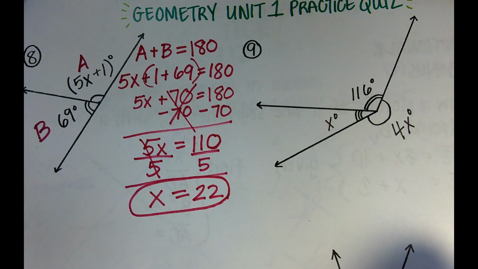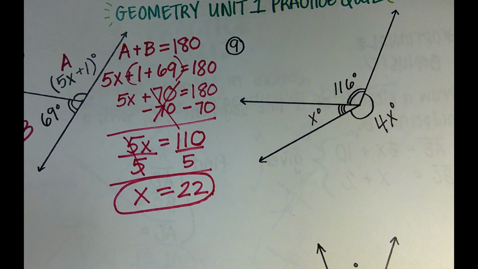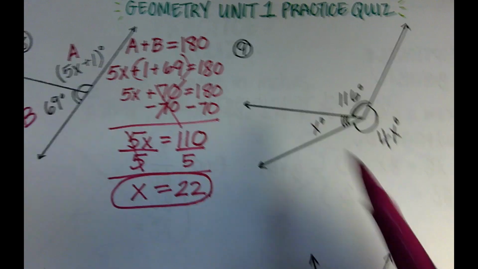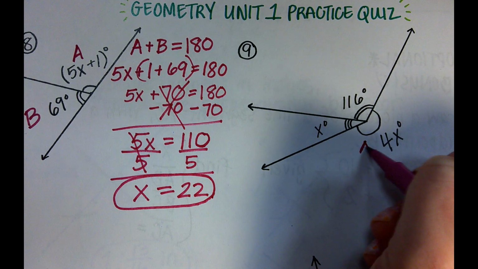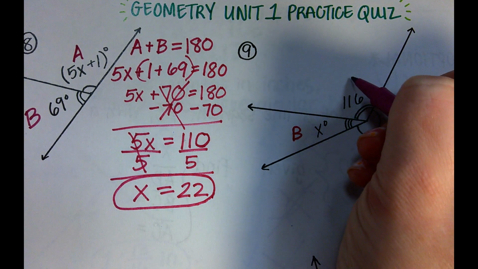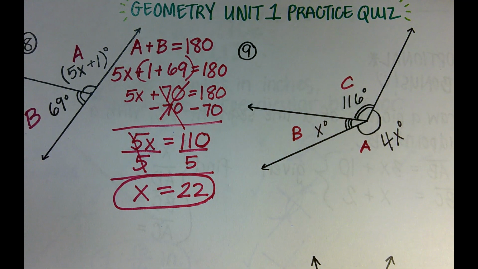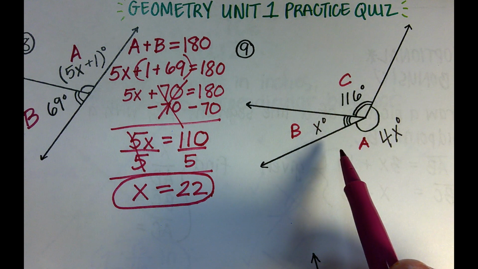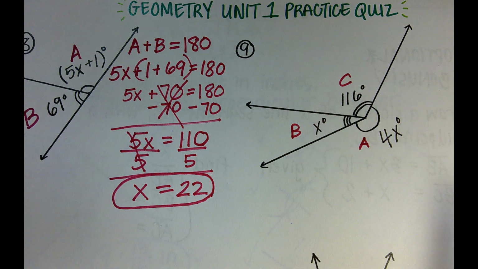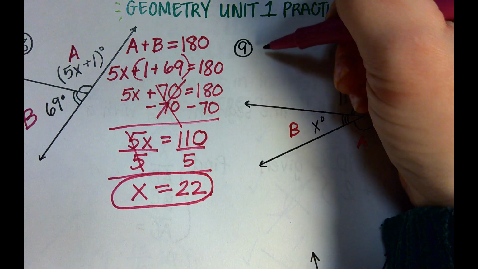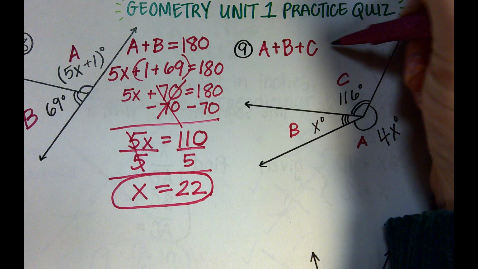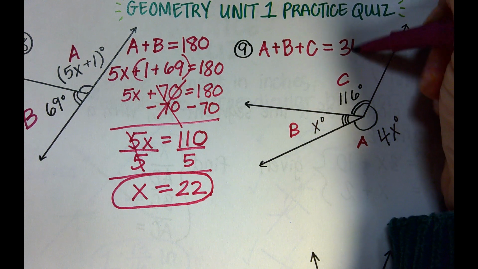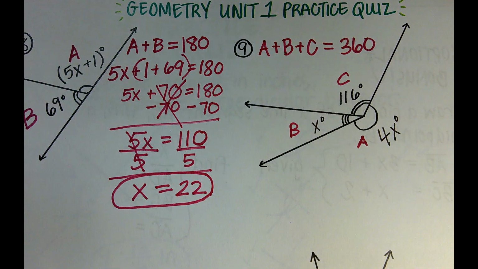Here's another tricky one. Angles around a point. Again, it's 360 degrees. So I'm going to call 4x A, x will be B, and 116 will be my C. Now, what equation can I write using A, B, and C? A plus B plus C equals 360. Yes, that's perfect.